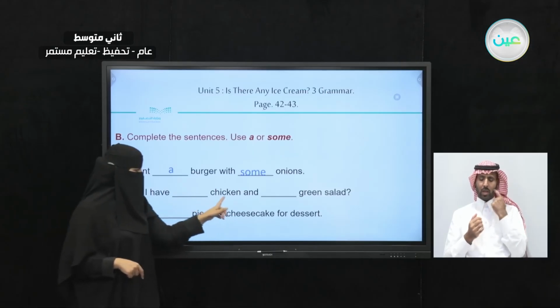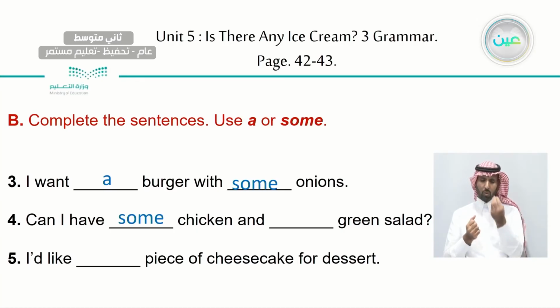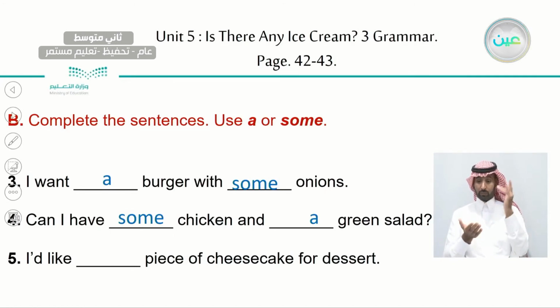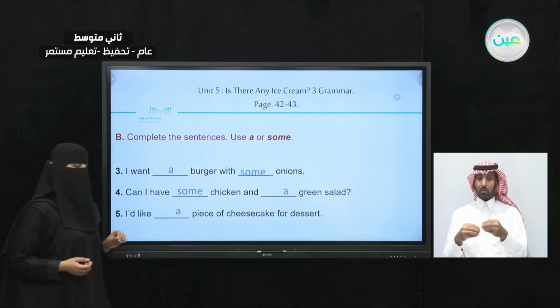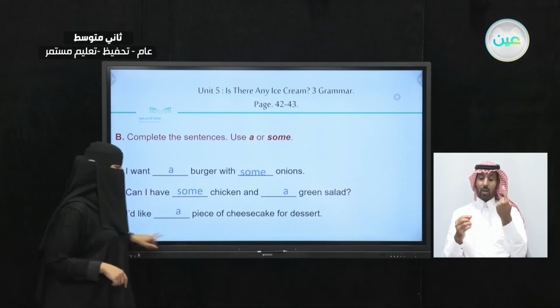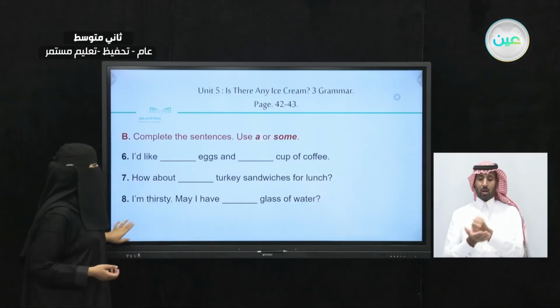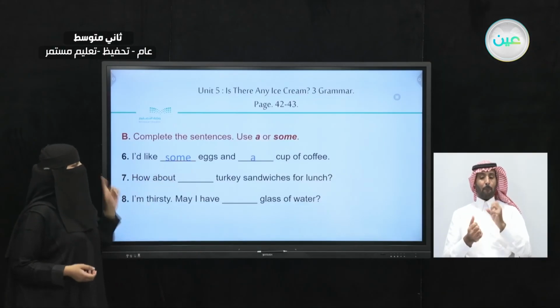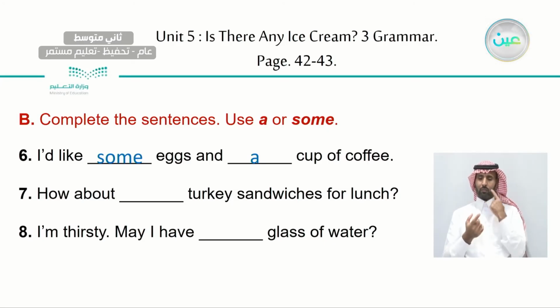Now, how about this one? Can I have, then we have chicken and we have green salad. So what are we going to use? Can I have some chicken and a green salad? So, how about the next one? I'd like something, piece of cheesecake. What are we going to use? We're going to use a piece of cheesecake, only one. Now, how about I'd like, here we have egg, we have cup of coffee. What are we going to use? I'd like some eggs and a cup of coffee, only one cup of coffee. Now, the next one, how about we have turkey sandwiches, S. We have turkey sandwiches for lunch.